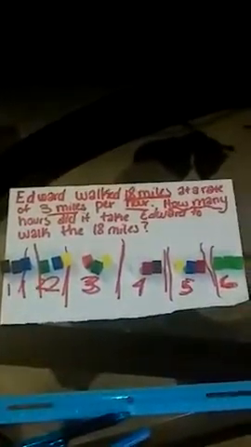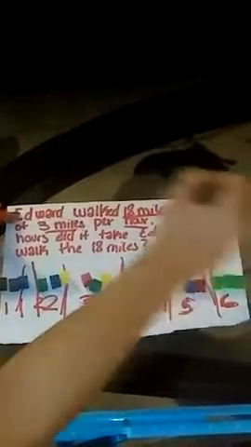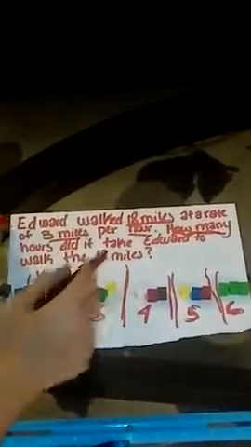Now let's take a look at some manipulatives. Let's look at some color cubes using some example problems. And this is actually a rate problem. So let's take a look. Let's read it together. Edward walked 18 miles at a rate of 3 miles per hour. How many hours did it take Edward to walk the 18 miles?